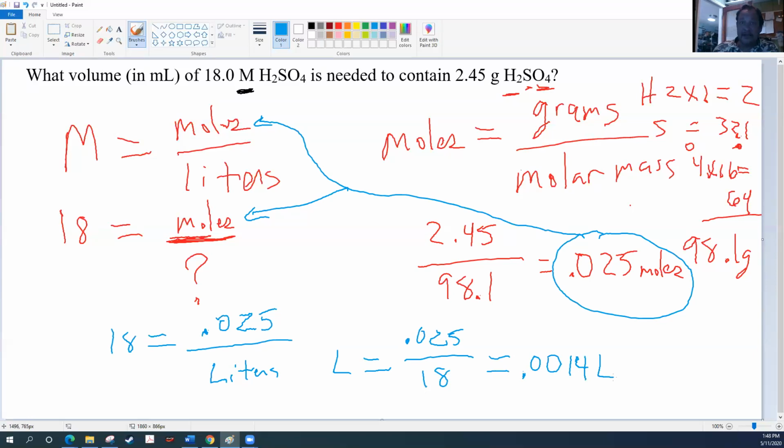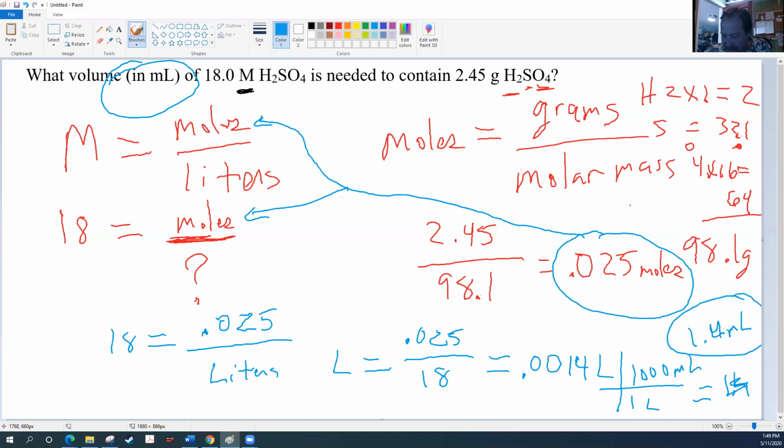But they didn't ask us for liters. They asked us for milliliters. So 1 liter is equal to 1,000 milliliters. And when you do your math, you're going to find out that this is going to be 1.4 milliliters.